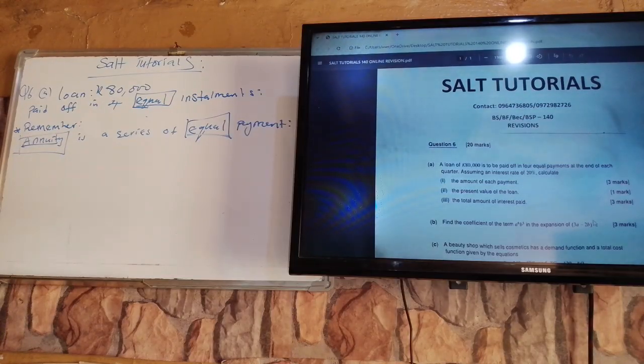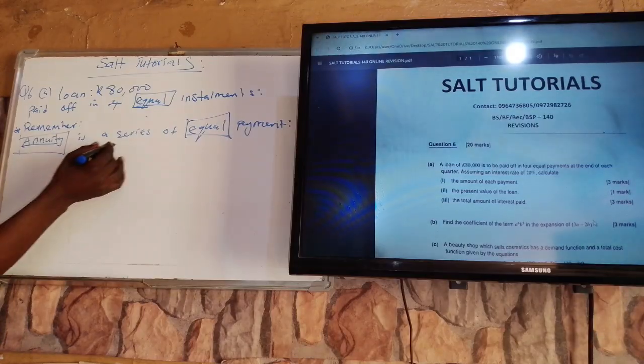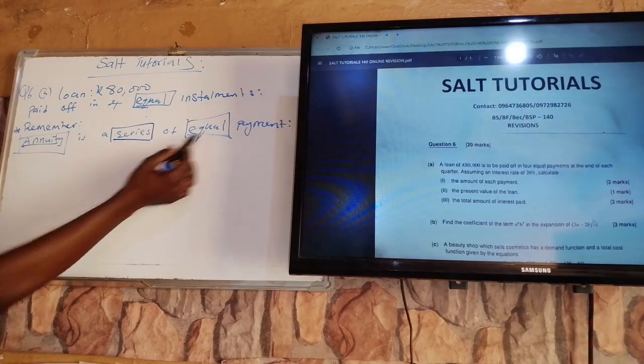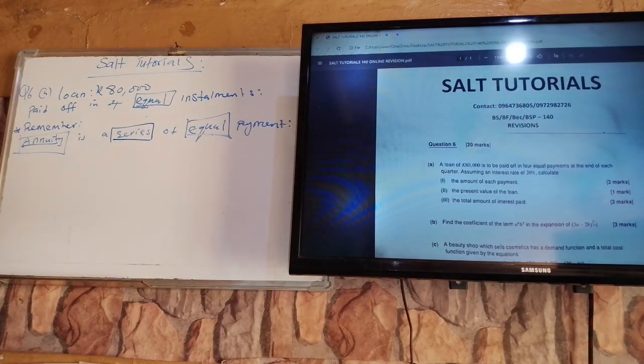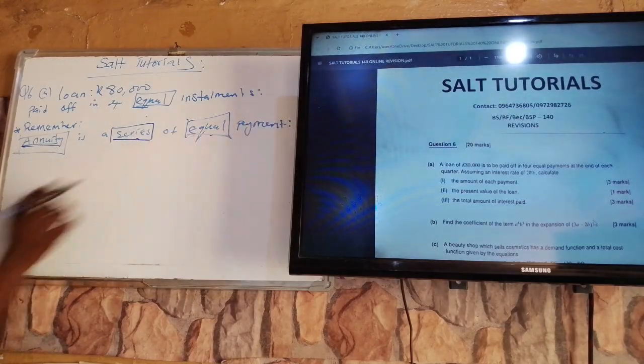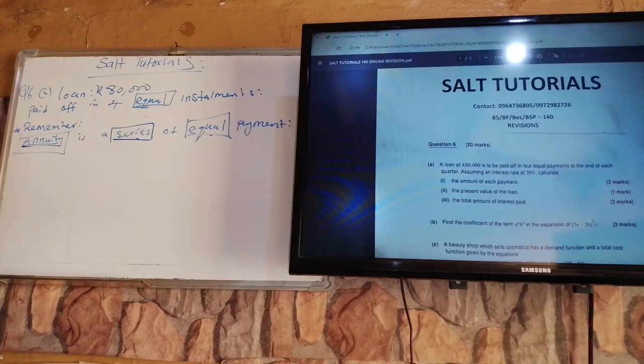So annuity is a series. What is a series? A series is basically a summation. We're summing up all equal payments put together to have the full amount you are going to have by the end of a certain period of time. So that is an annuity, an equal series of payments. And then this annuity can be of 2 types.